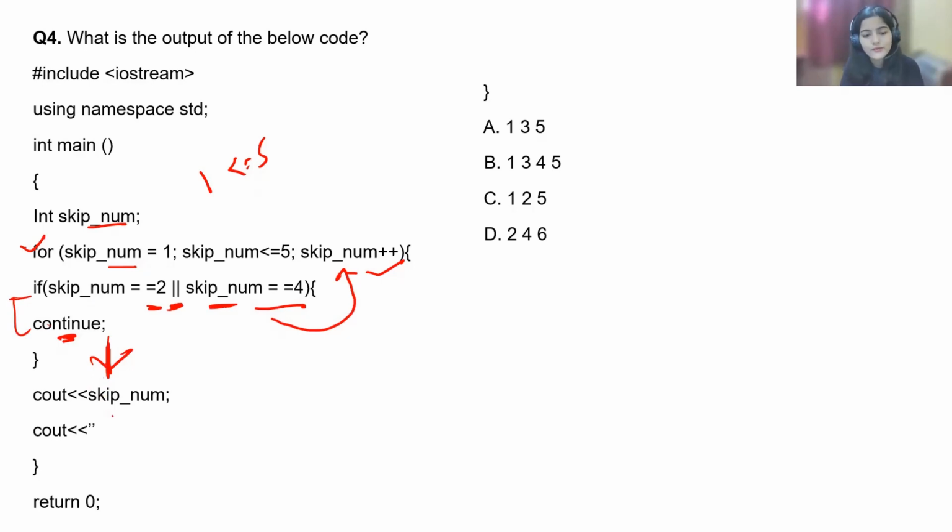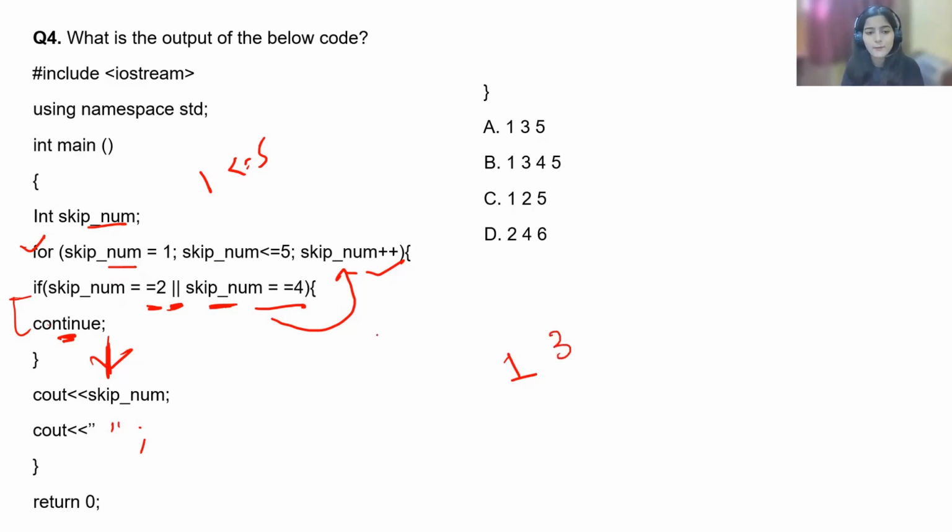So what we are doing is simply printing the value of skip num. So 1 will be printed. We are printing some space as well in between the numbers, right? Next time skip num will be 2, obviously. So this if condition will become true, we will continue in the loop, we won't move further. Then next time skip num will be 3. So the if condition won't be true, 3 will be printed, right?